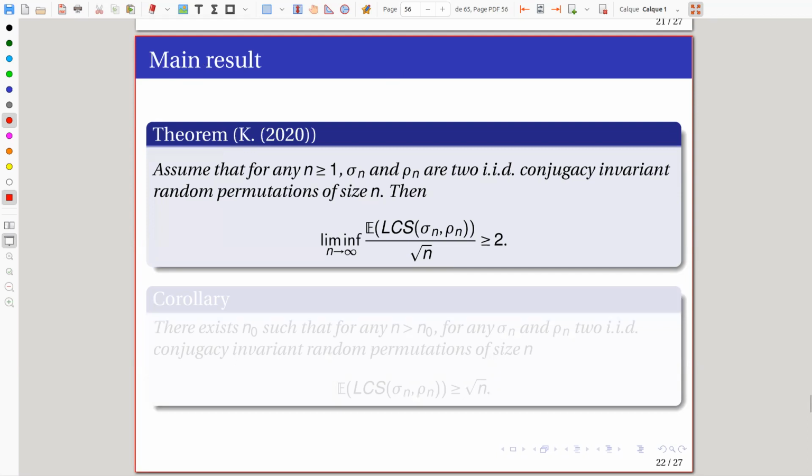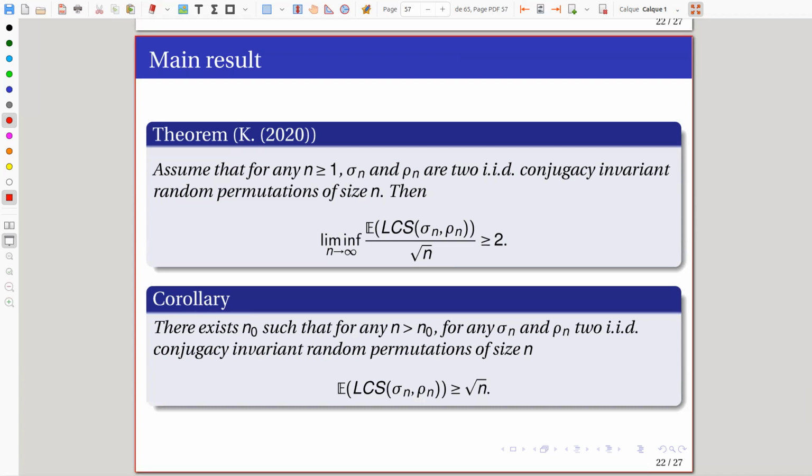Okay, so what we proved is that this conjecture holds true for conjugacy invariant permutations. We didn't solve the conjecture in the more general case, but if the law has this conjugacy invariance, then the conjecture holds true. Exactly what we proved is there is some n0 such that for n greater than n0, and this n0 will be like 63, if you take any two random permutations that have the same law, and we add the condition that they are conjugacy invariant, then the expectation of the longest common subsequence is greater than square root of n.